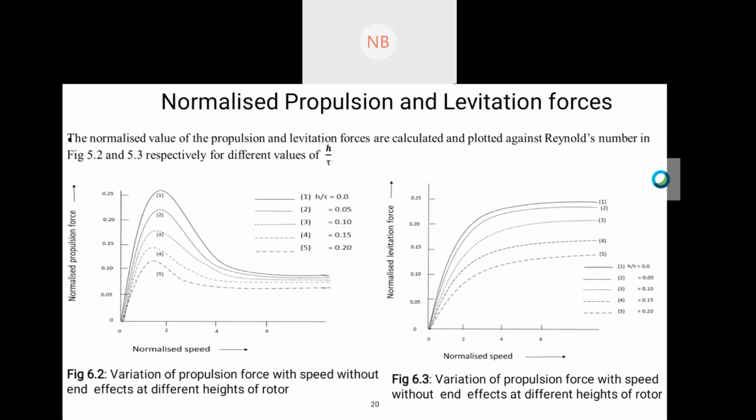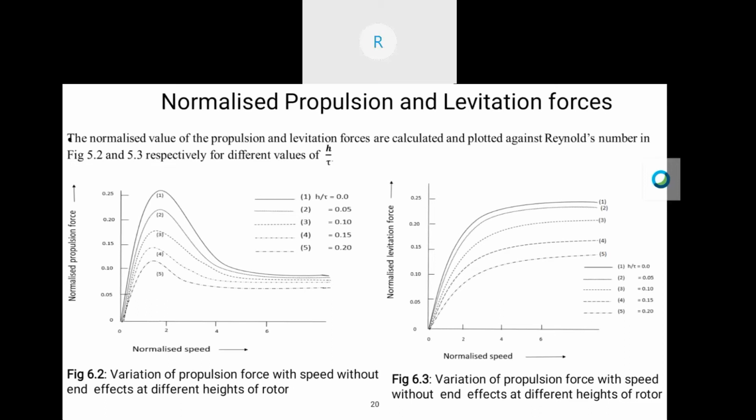Can you tell us how the graphs have been plotted? Which software did you use? Sir, I have calculated, sir. No, these graphs you have plotted somewhere, right? Which software did you use? Sir, in Maxwell. In Maxwell you plotted for different h by tau values? Sir, first I solved the problems, and the simulation part I have not done yet.